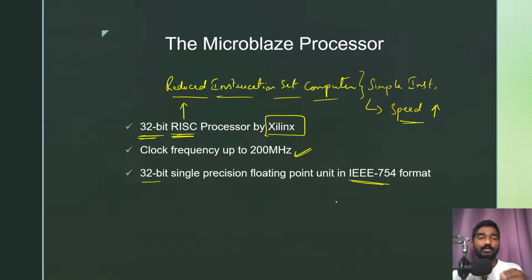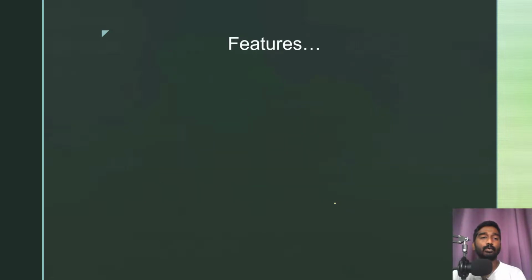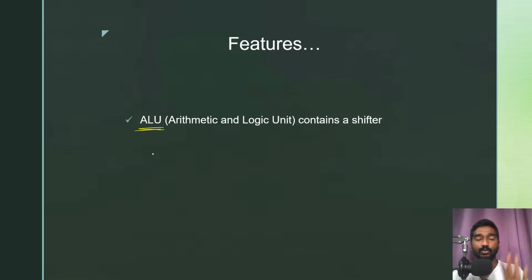Okay, now let us take a look into its features. So what features does the Microblaze processor have to offer? Just like every other processor, the Microblaze also contains an ALU, the arithmetic and logic unit. Inside the ALU it also contains a shifter. The shifter is used to perform shifting operations, like left shift, right shift, all sorts of shifting operations will be done by this shifter.